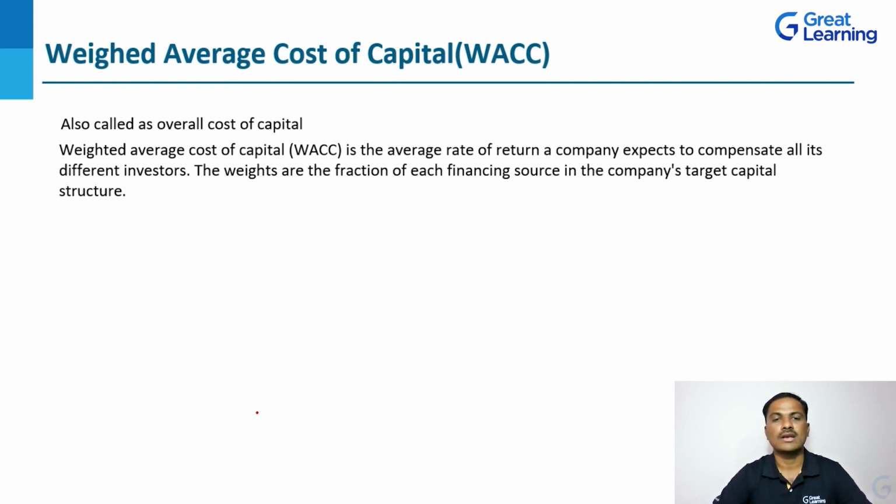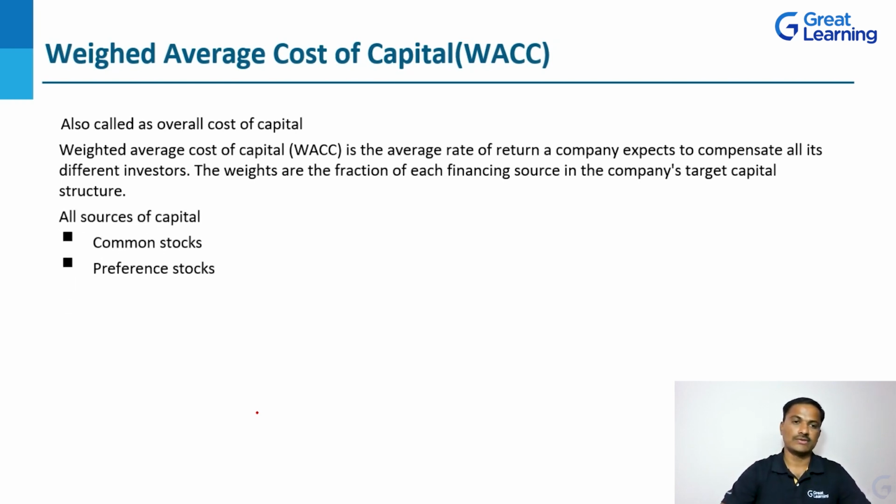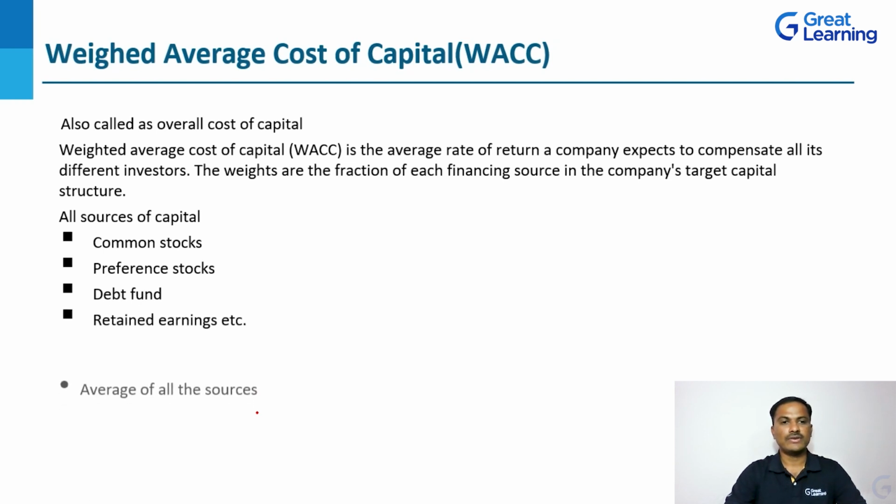Let us say the company has borrowed 50% of its capital from debt and 50% of its capital from equity sources. So how are you going to calculate weighted average cost of capital? You're going to take the weights of each of these sources, and you're going to calculate the weighted average cost of capital. We'll see an example so that it is easy.